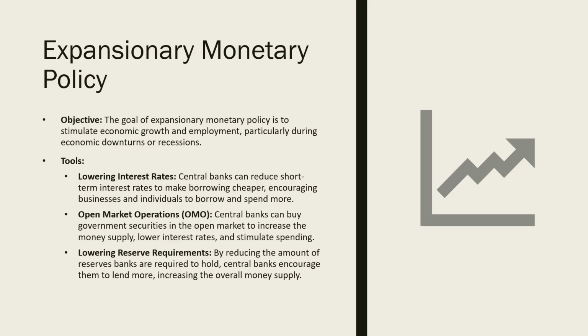Then open market policies, which we've already discussed, and then lowering the reserve requirements. So decreasing the amount of money that the bank needs to keep as reserves. When they decrease this amount of money, it allows them to do more lending because they have more money available to lend. That's expansionary monetary policy.